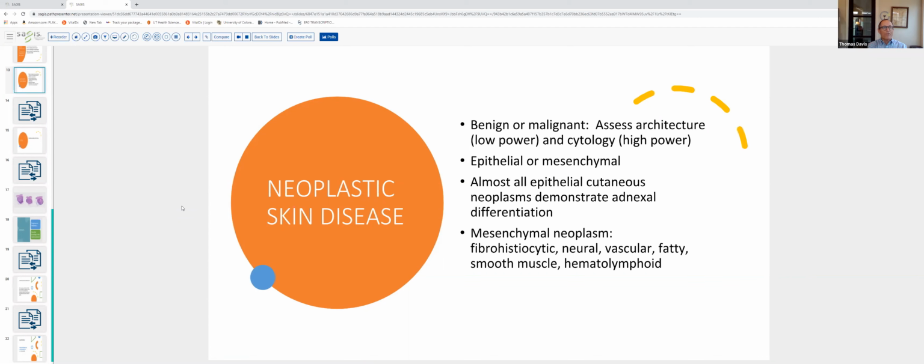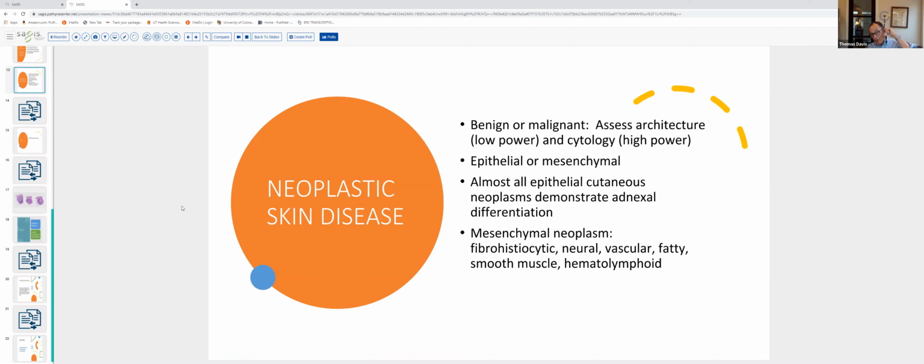And if you think about other structures in the skin that are not epithelial, you can begin to think about the classes of mesenchymal neoplasms. So in the skin, we have fibrohistiocytic cells, so we can get fibrohistiocytic tumors. There are nerves, so we can get neural tumors. There are vessels, we can get vascular tumors. There's fatty tissue, so we can get tumors composed of adipose. There's smooth muscle, so we can get smooth muscle tumors. There are hematolymphoid elements, so we can get hematolymphoid tumors. And we can't forget the class of melanocytic tumors as well.